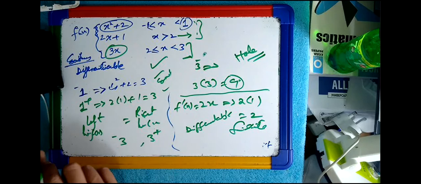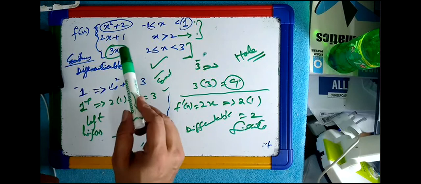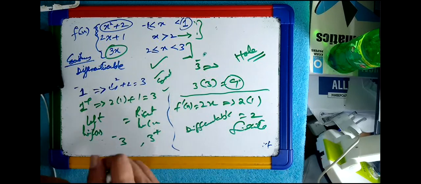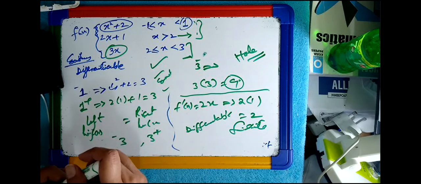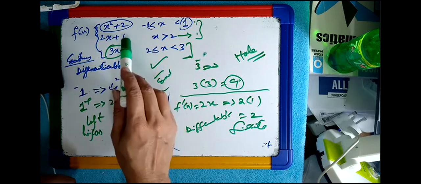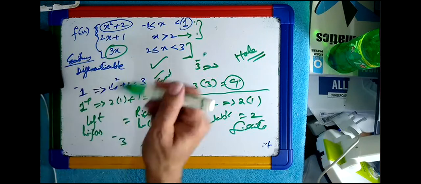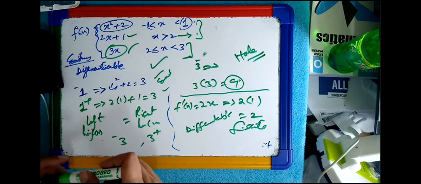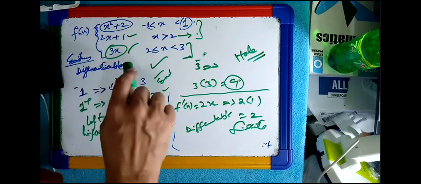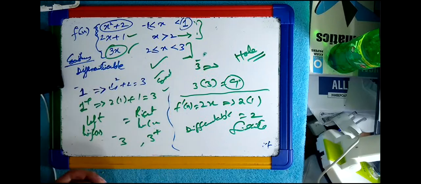If the function is continuous, of course it will be differentiable also. Wait, sir, are all of them differentiable or just the first two? The differentiable function, you will check one by one, this one and this one also, right? Yeah, because in this, if you check, it will be 2, and in this, if you check, it will be 3, right? Like that.